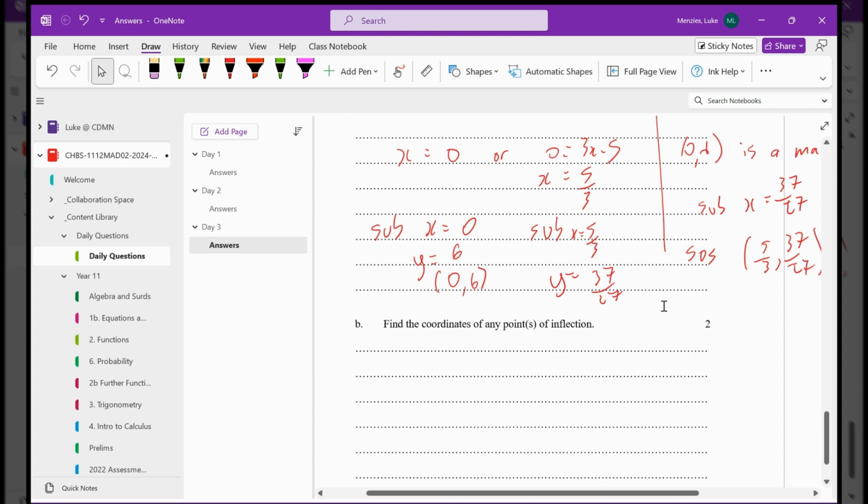Find any coordinates, and I need to pause just for 1 second.